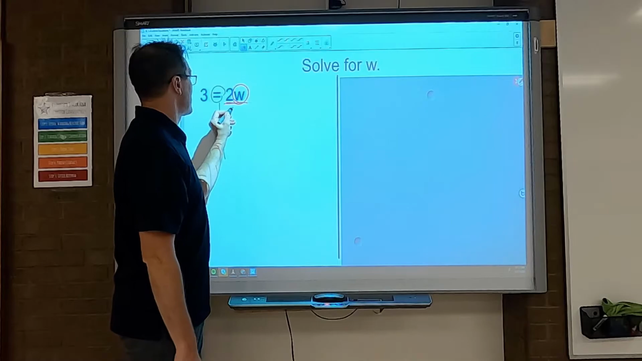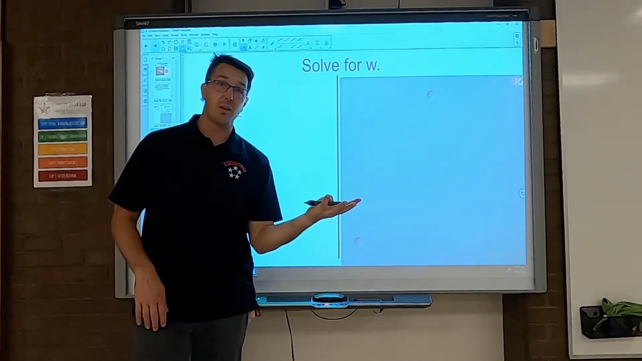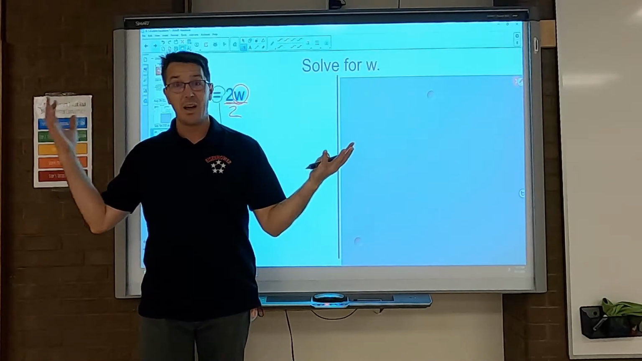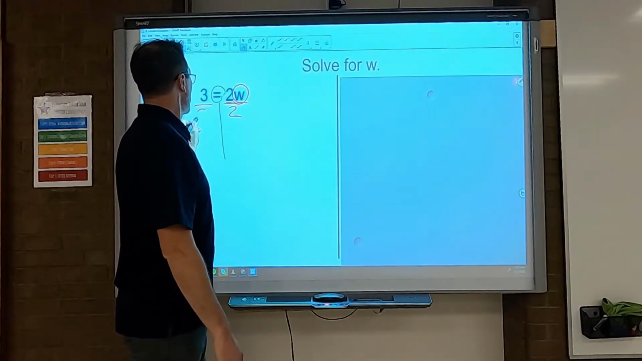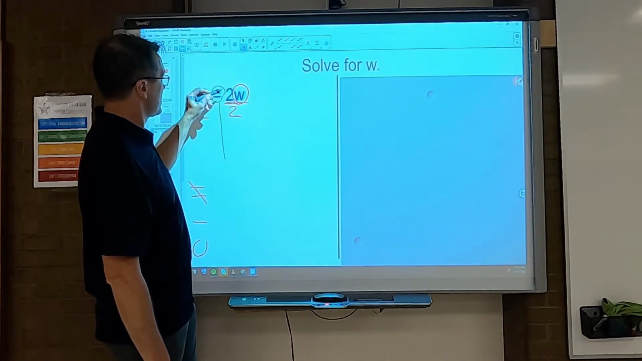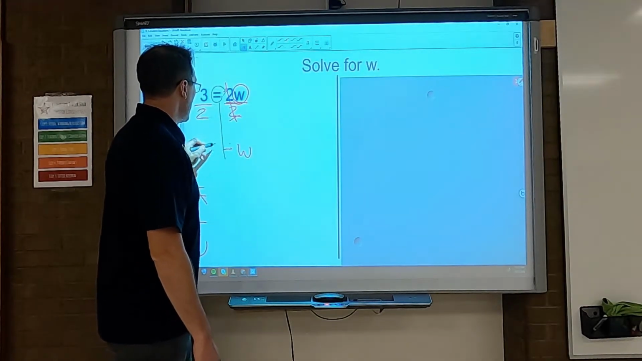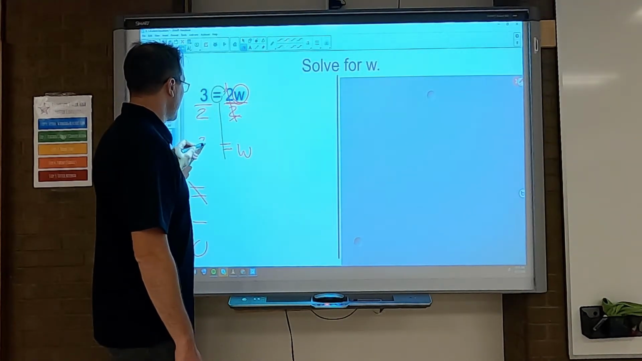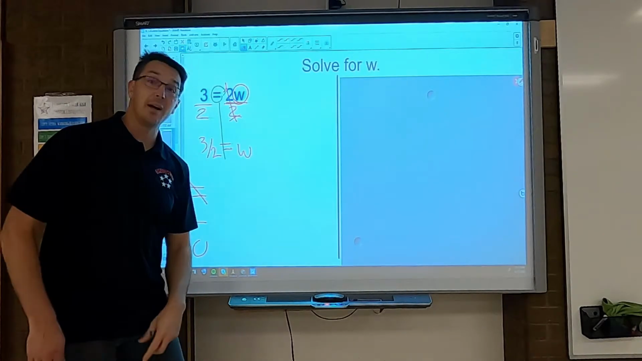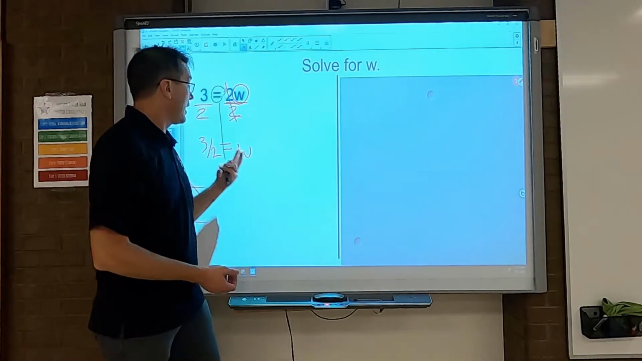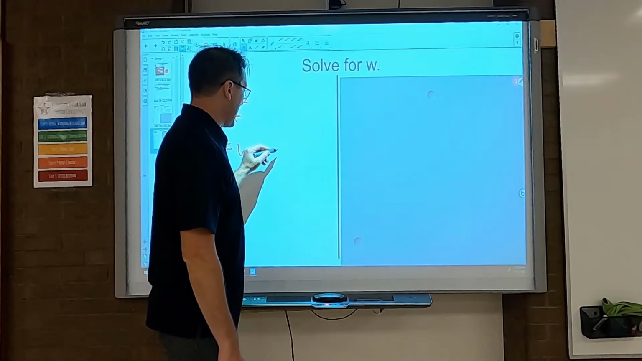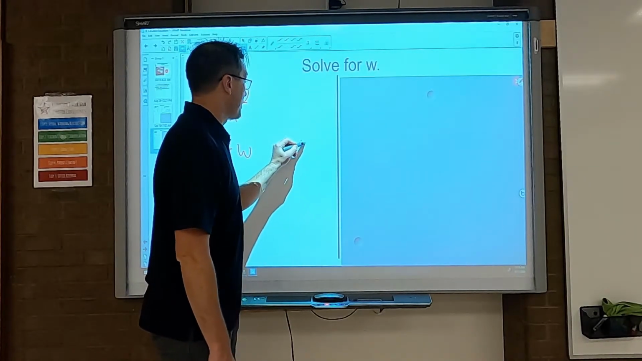I divide by 2. And if I divide one side by 2, the division property of equality says I divide the other side by 2. And so I do that. And 2 divided by 2 is 1. That leaves me a w. And now I know that w equals 3 over 2. Which, by the way, you can leave it that way. If you want to switch it around, you can write this as w equals 3 over 2.